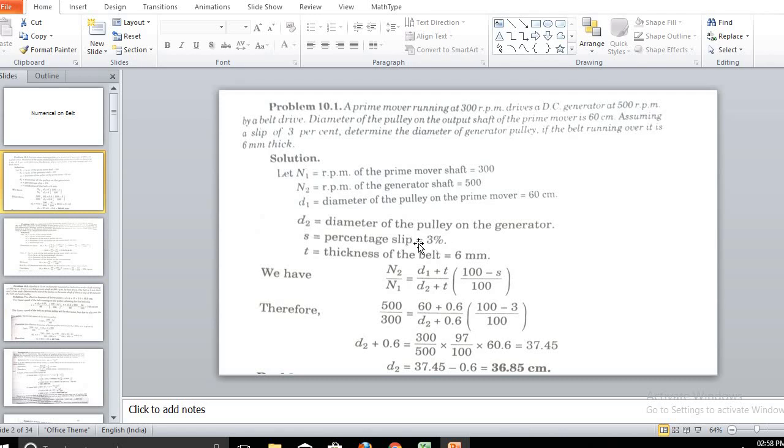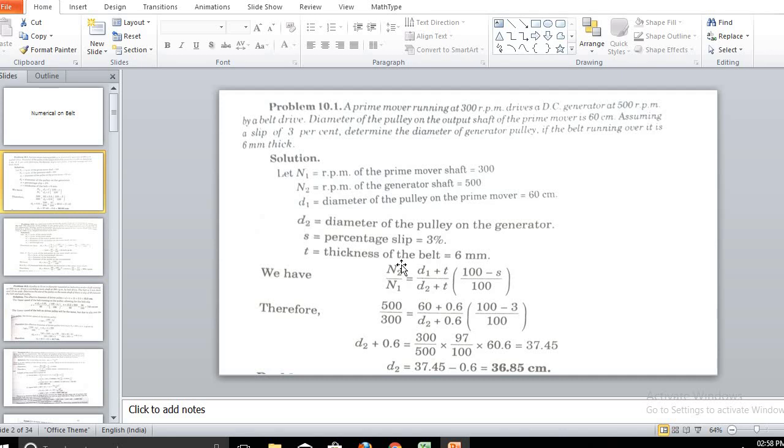Here in this example, slip is given as 3%, and the thickness is also given as 6 mm. If they are not given, then you will not consider thickness and slip, as we observe in this formula. If thickness is not given, this T is absent. If slip is not given, this bracket is also absent. But as thickness and slip are given, we should add them into the formula.